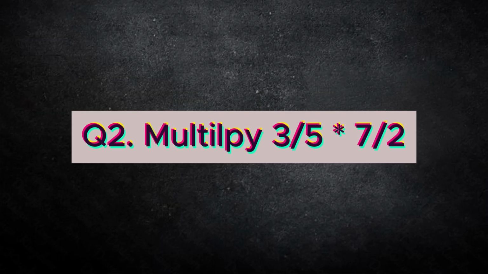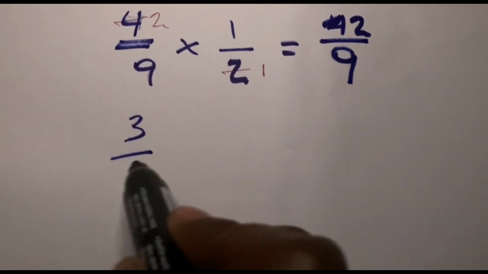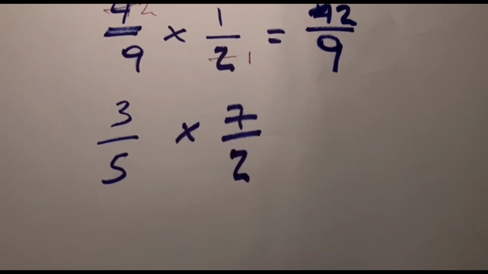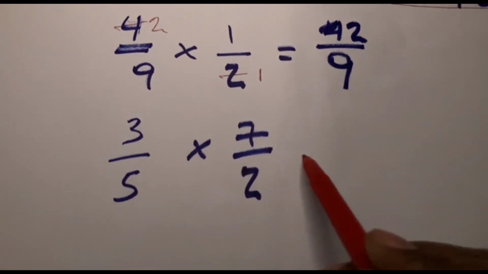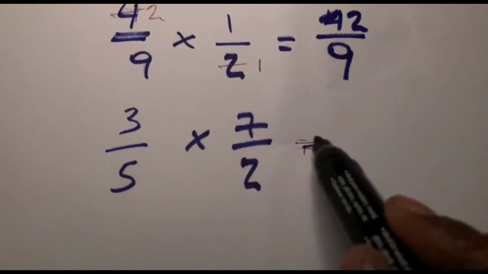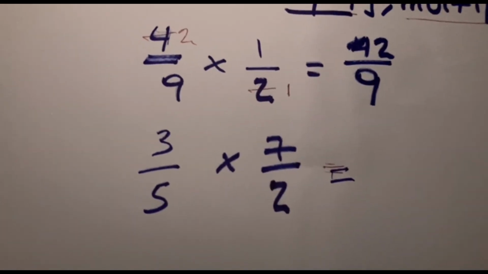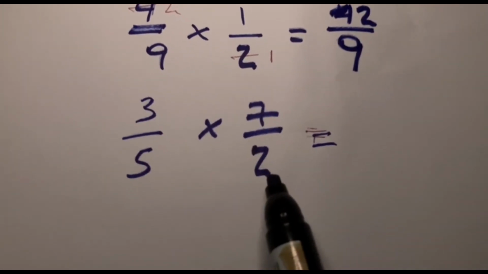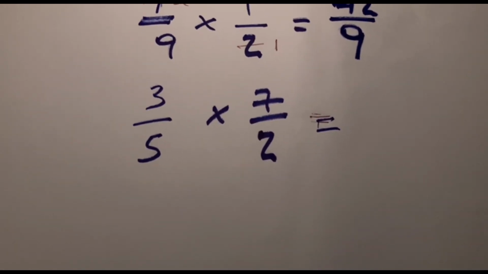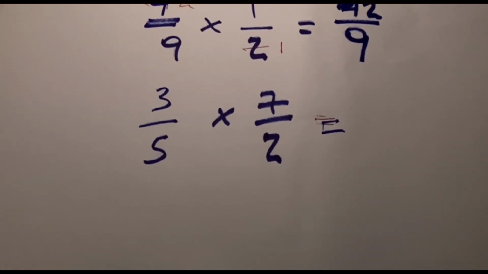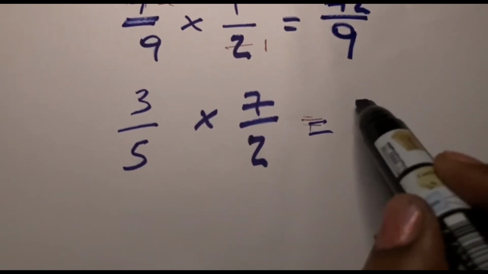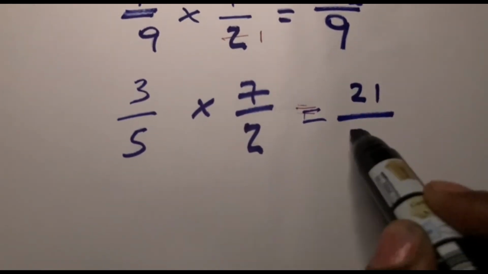Next example will be 3 over 5 multiplied by 7 over 2. In this also, we look for any numbers that can be simplified. 3 and 2, do they have any common factor? No, only the common is 1. 5 and 7? No. So we just multiply across. 3 times 7 is 21, and 5 times 2 is 10.